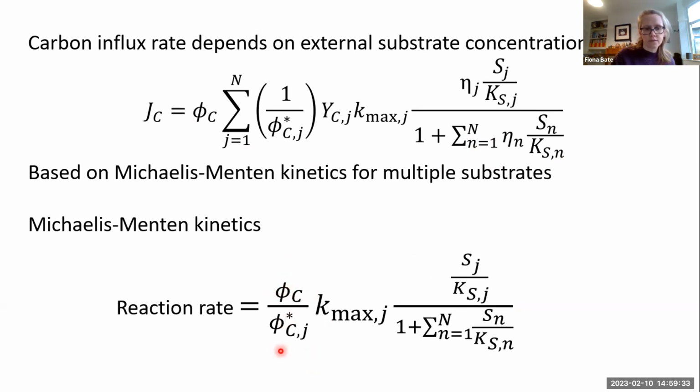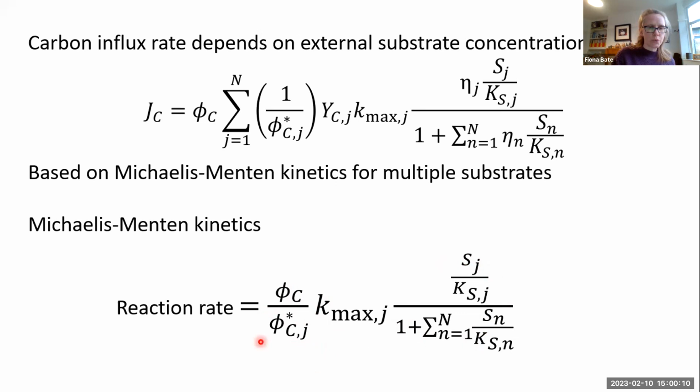Now we've got this phi star Cj. This is the value of the mass fraction of the C sector when the uptake rate is maximum. So when the uptake rate is K max, phi Cj will be equal to phi C star j. This term will also tend to 1 because you're essentially looking at the case when Sj is really large. So the reaction rate at this point will be K max j.